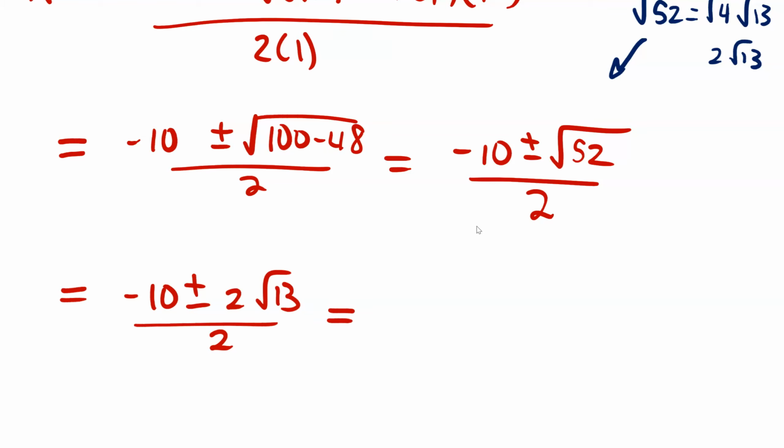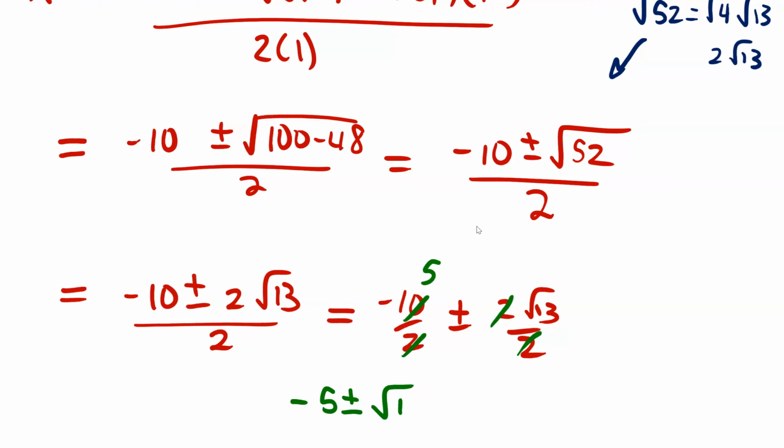So I can rewrite this as, I'm pausing because there's noise. Can you cancel out the 2? I am doing that. Okay, so what I can do is I see there's a factor of 2 everywhere. So I'm going to rewrite this as negative 10 over 2 plus or minus 2 root 13 over 2. And then, oh my gosh, guess what? Some of these cancel out. So it's negative 5 plus or minus root 13.